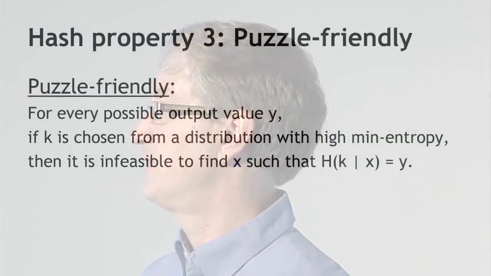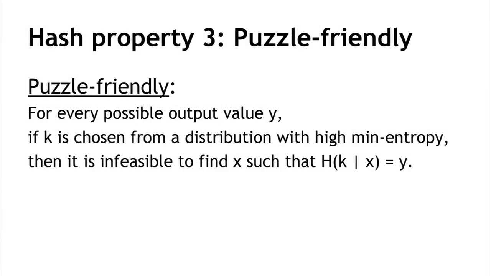The third security property we're going to need is that they're puzzle friendly. And this is, again, a little bit more complicated, but let me just go through it a bit by bit. For any possible output value y that you might want from the hash function, we're going to use y as an output value of the hash later, that if k is chosen from a distribution that has high min entropy, that is, k is chosen randomly from some set that's super spread out, then there's no way to find an x such that the hash of k and x is equal to y.